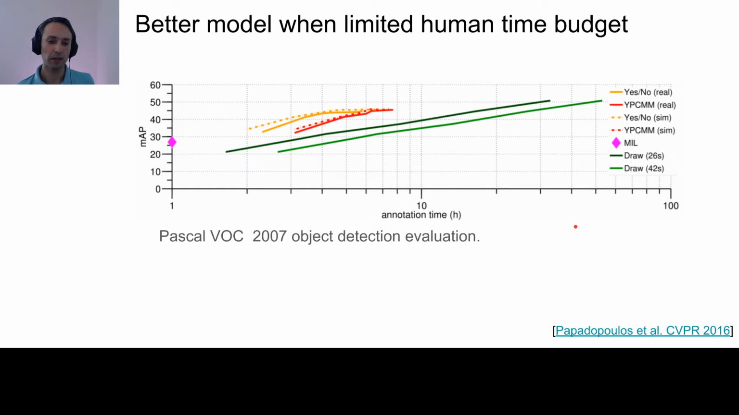So if you compare the resulting model quality compared to the human annotation time it takes, if you start only from image level label, you get some weakly supervised model here, and then as you collect more annotations, your model keeps improving. If you add boxes that are just drawn randomly, then this improves quite slowly, while if you're doing this simpler, quicker, yes, no answers, then you're collecting useful data for the model faster.